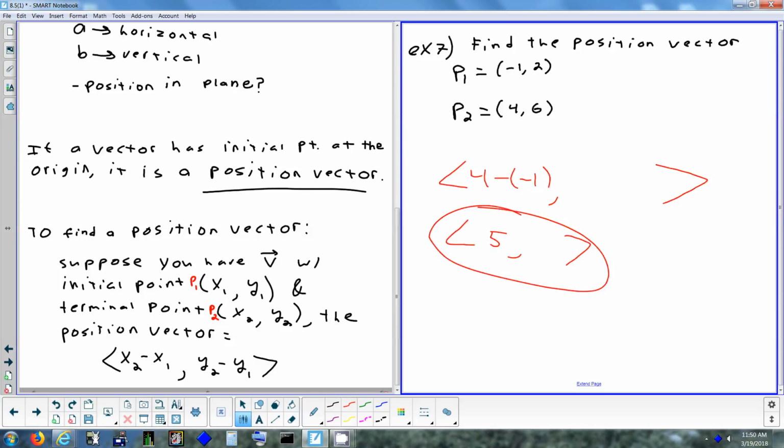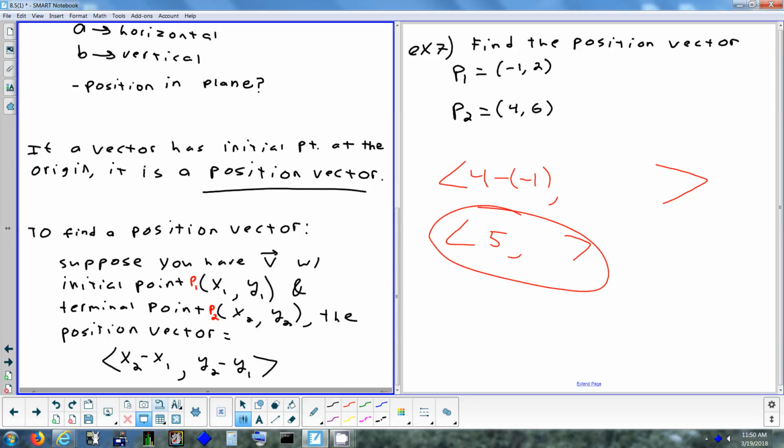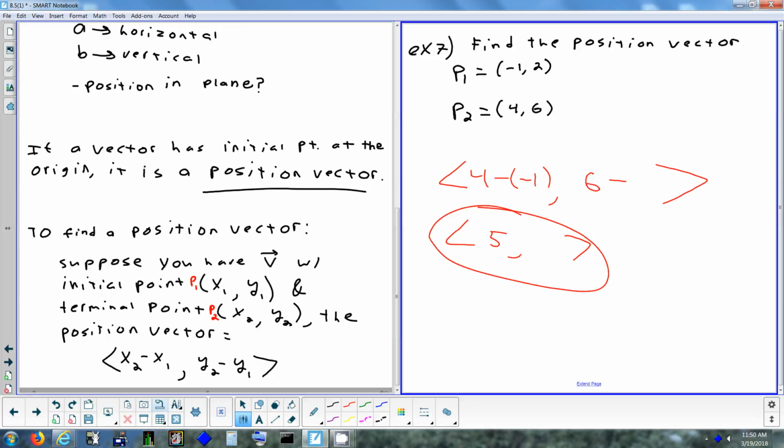And my calculation for the y component, Dave? Well, look at the formula. The formula is y2 minus y1. What's y2? y2 is 6. What's y1? It's 2. 6 minus 2. Hannah? 4. Gives us 4.